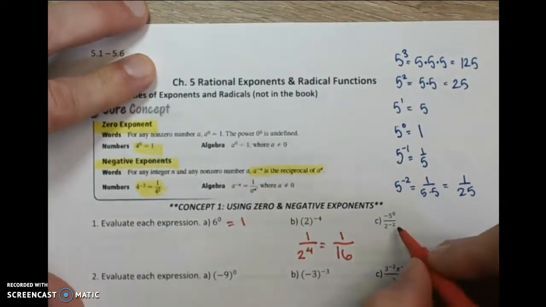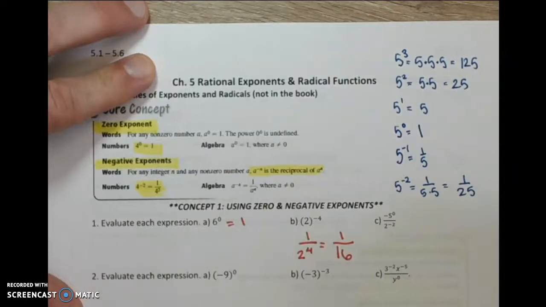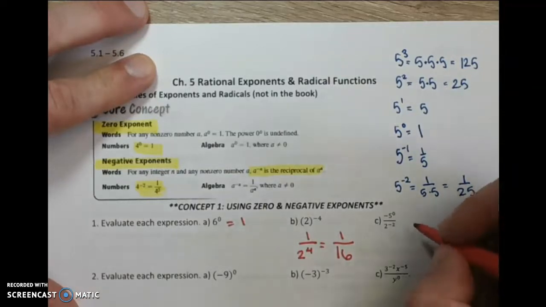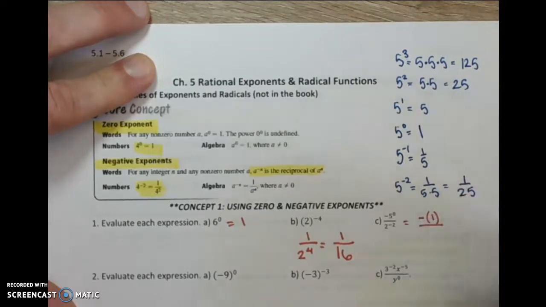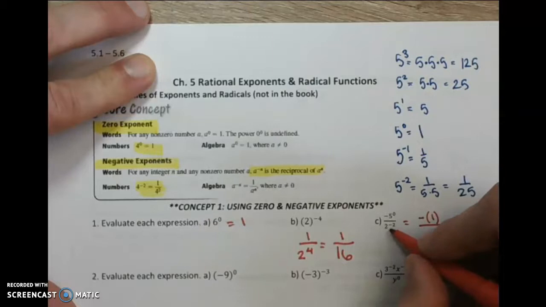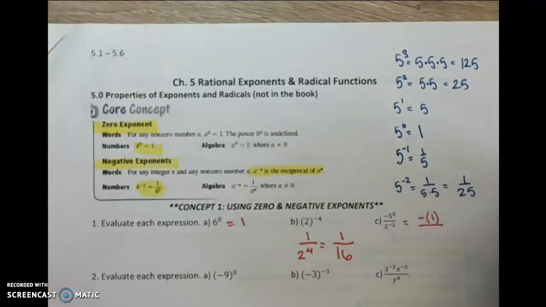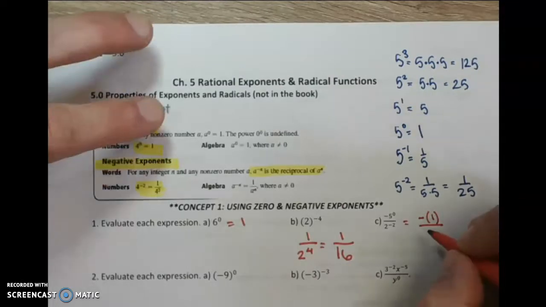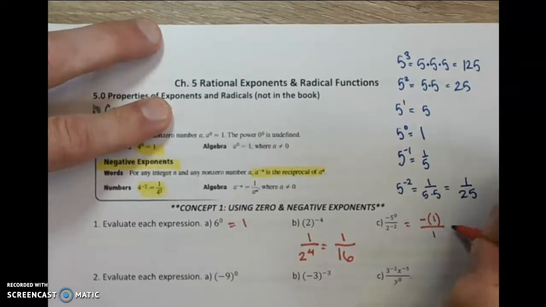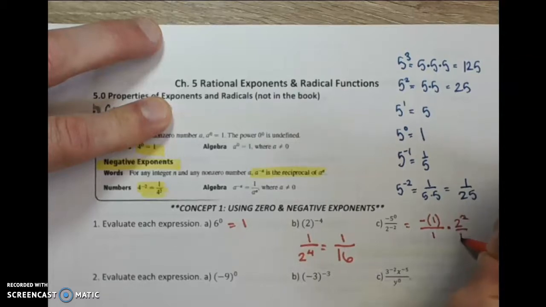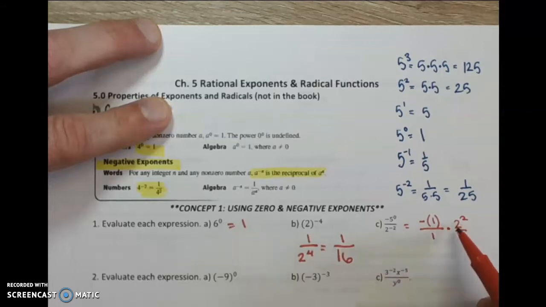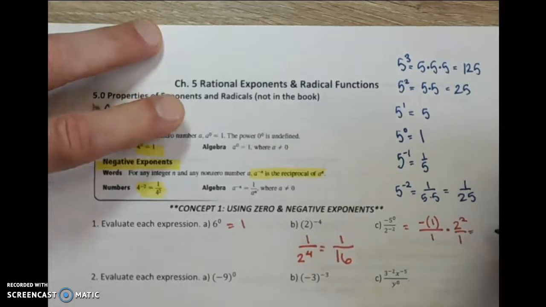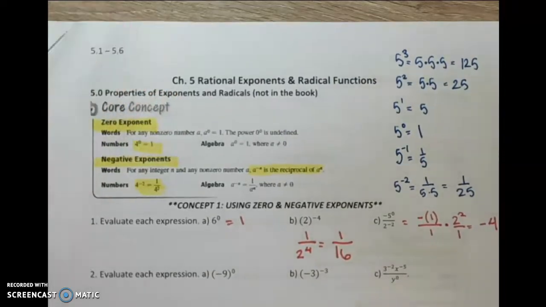Alright? And then here, for C, I have negative 5 to the 0 power over 2 to the negative 2 power. Alright, so first of all, I have really negative 1, right? The opposite of 5 to the 0 power, which is 1. And then over 2 to the negative 2 power, well, what's really happening is I'm going to make it over 1, and take the reciprocal, take out that negative, and now I have 2 squared over 1, which is 4. Times negative 1, that's negative 4, and there we go.